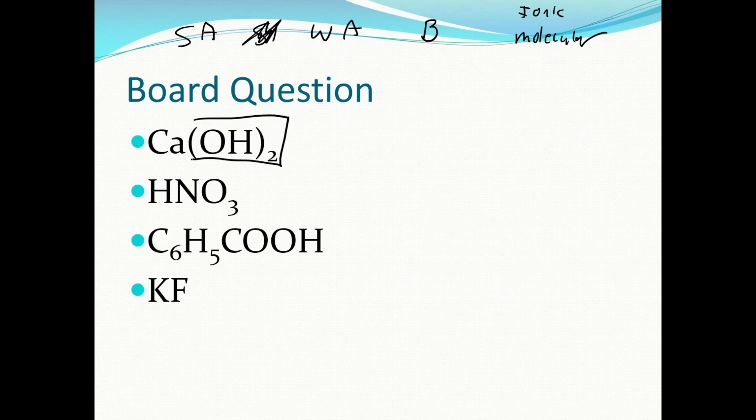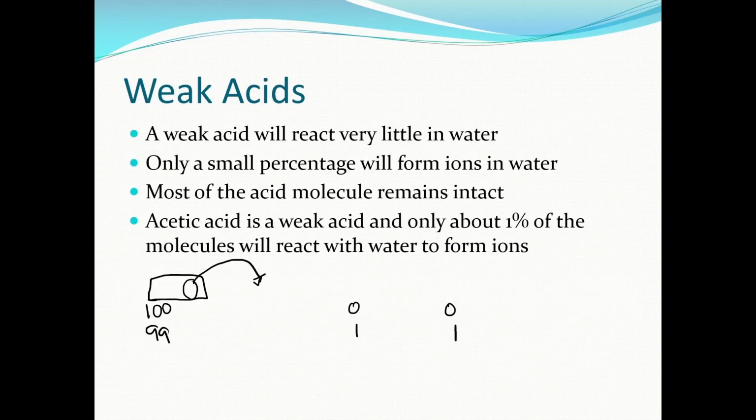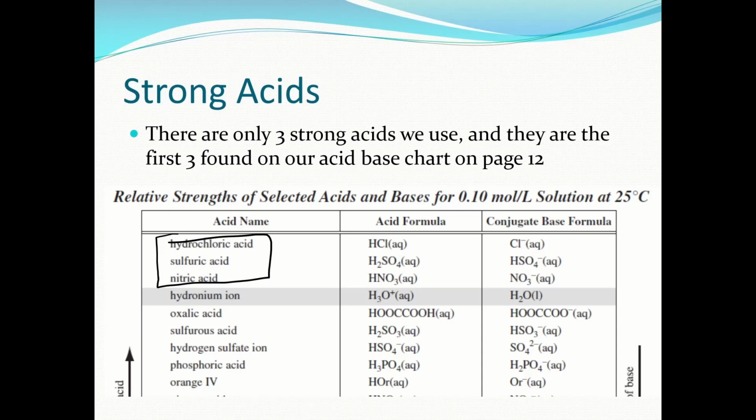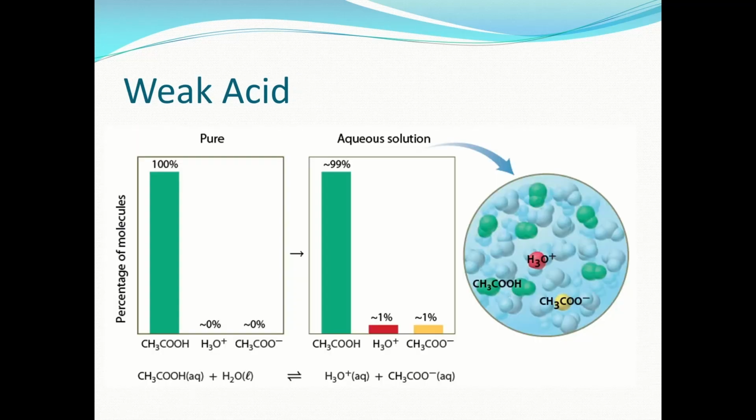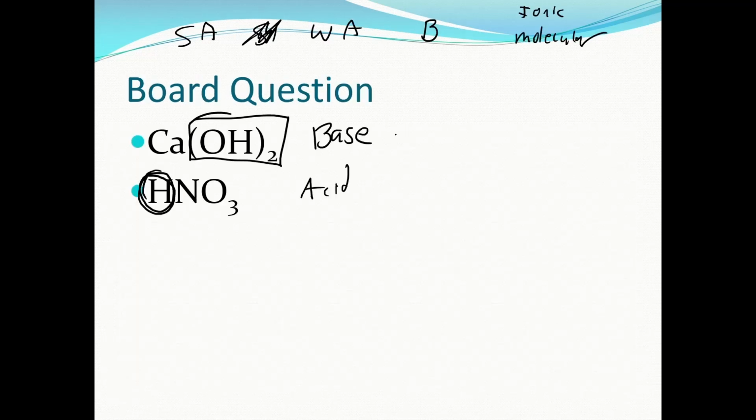So this has OH. Anything that has OH is nice and easy, it's going to be a base. This one has an H at the front. Usually if it has an H in the front, it's an acid, so we know that it's an acid. What we have to do is go to our acid-base chart. Is it one of those top 3? Oh yeah, there's HNO3 right there. If it's top 3, then it's going to be a strong acid.